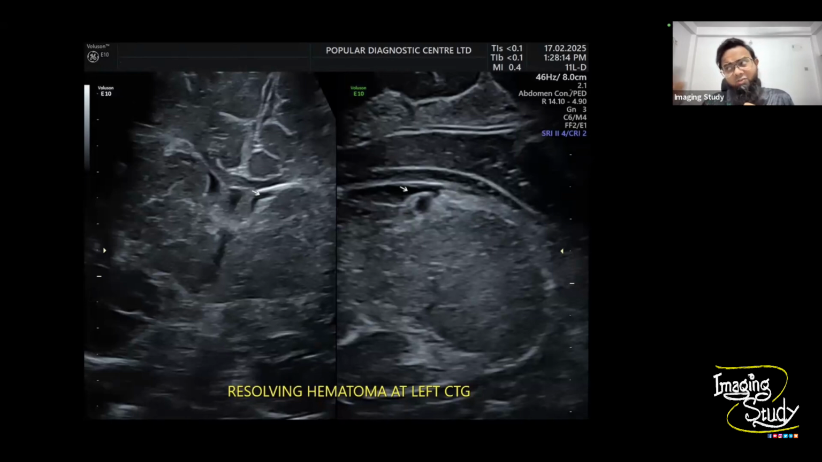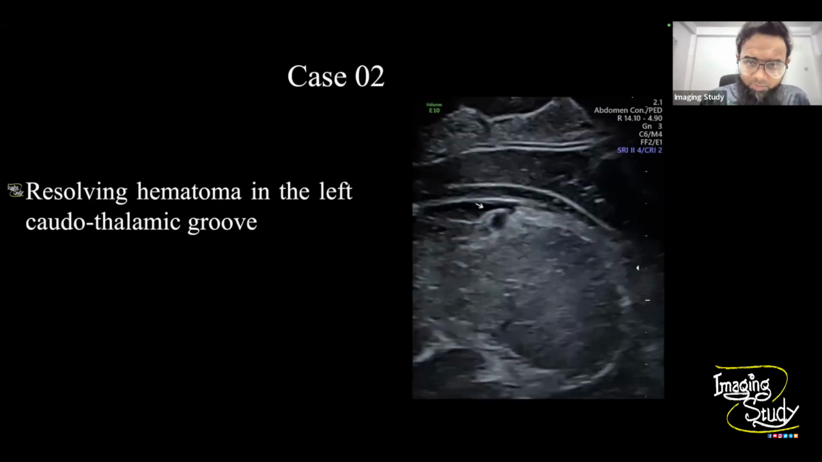Obviously, a hematoma of birth won't persist up to 9 months. So I think some events have gone through during this time. I don't know, but this is a resolving hematoma. Okay, so this was a case of resolving hematoma in the left caudothalamic groove, which is an unusual finding in a 9 month old boy.